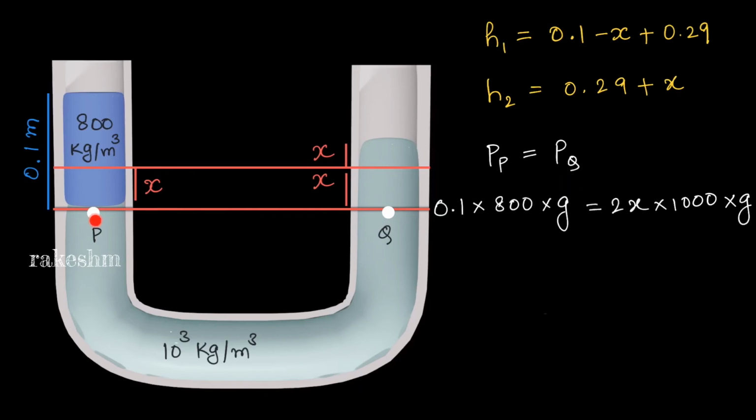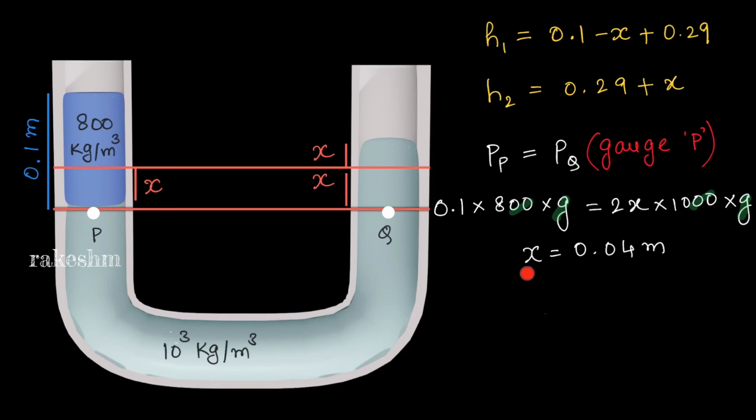So the pressure at P is h rho g, that is 0.1 into 800 into g, and the pressure at Q here, this is 2x, so 2x into 1000 into g. I'm just considering the gauge pressures here. So we can cancel out g and 100 on both sides. So we get the value of x as 0.04 meters.